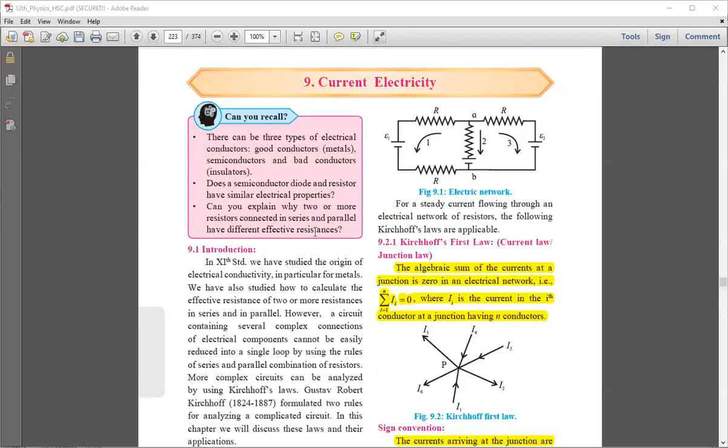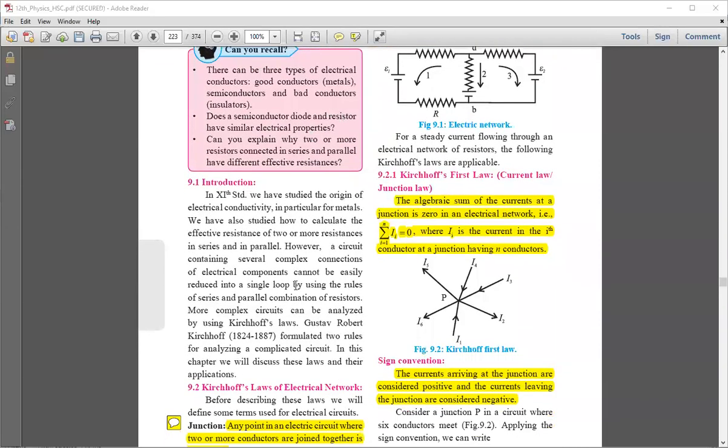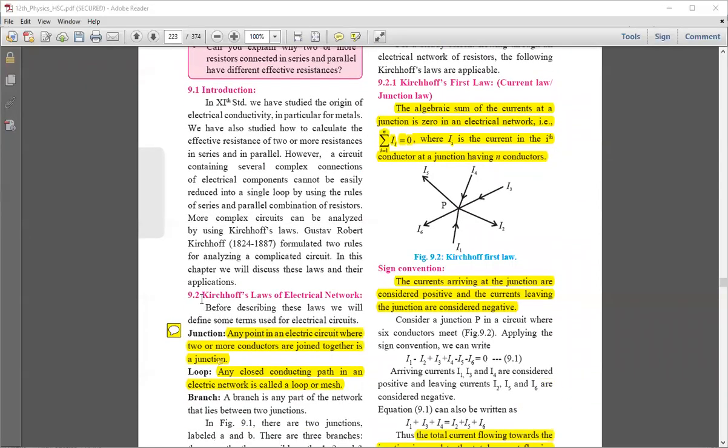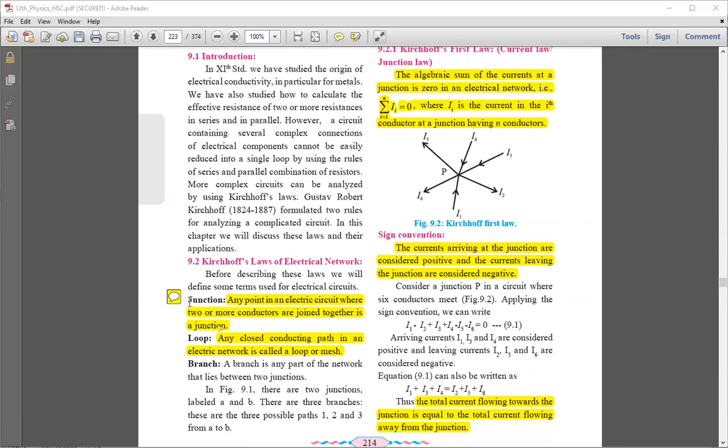So let's start with today's session. Today we are just going to cover this laws part. So we have one of these two laws, Kirchhoff's law. Okay, so before going towards Kirchhoff's law, we have some terminology. What is junction, what is loop, and what is branch.